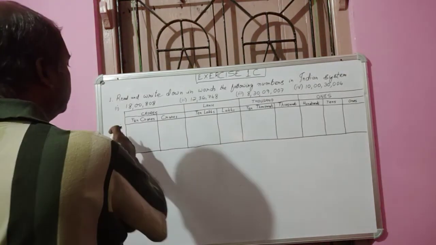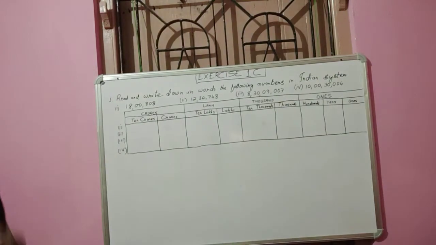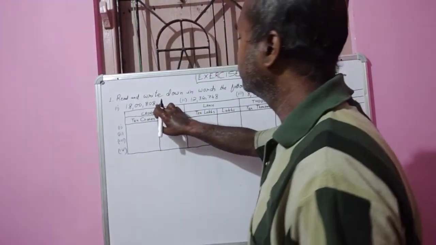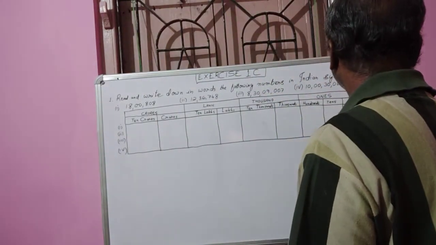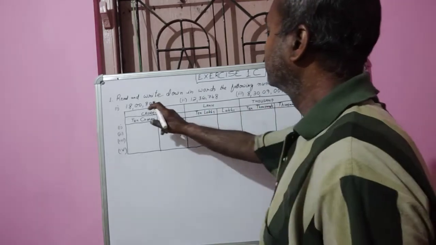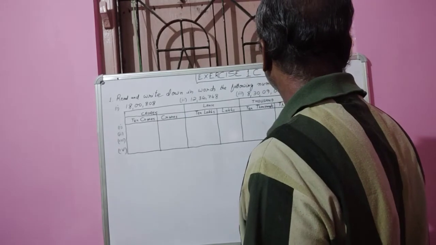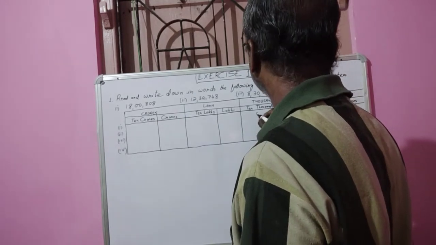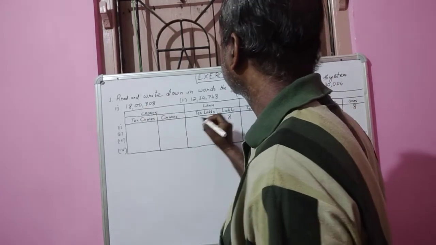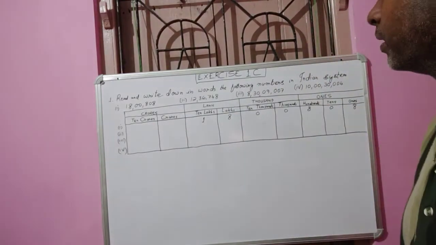So the first number. First of all, we will start from the ones group. In the ones group, what do you have? 8. So let me write 8. Tens group there is 0. Hundreds group there is 8 again. Thousands group you have 0. 10,000 group again 0. Lakhs group you have 8. 10 lakhs group you have 1. Coming to the next number.